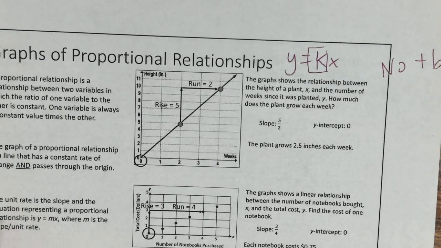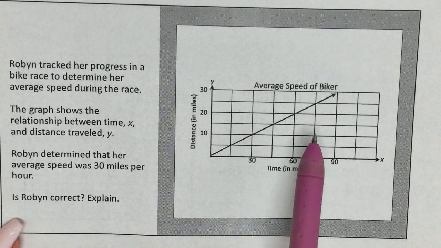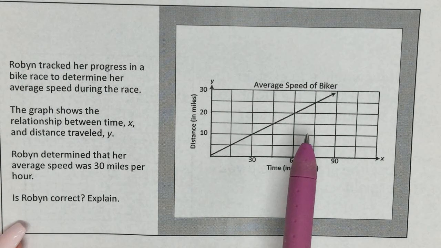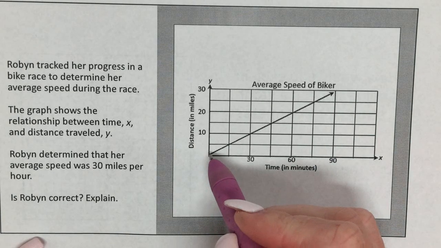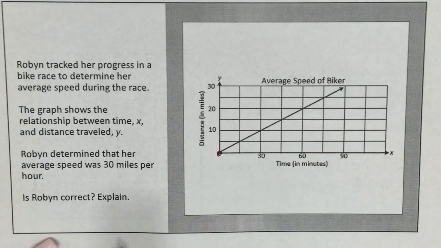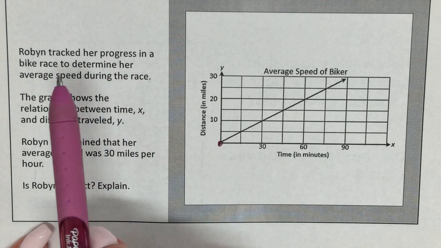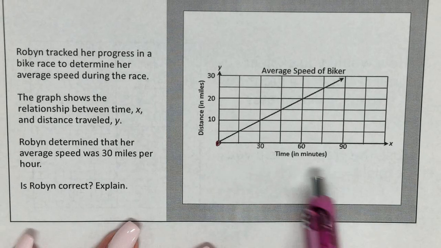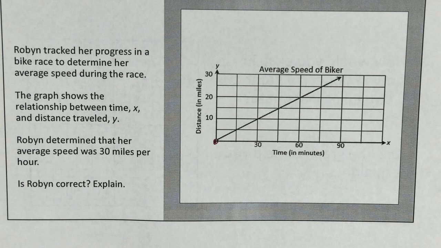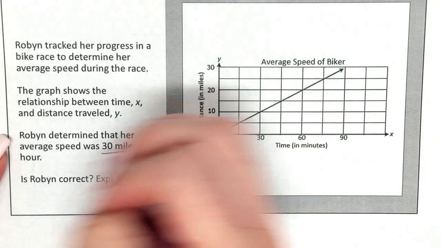All right, go down to this bottom one. Is this graph proportional? Yes, why? Because it's passing through 0, 0. All right, it says, Robin tracked her progress in a bike race to determine her average speed during the race. The graph shows the relationship between time, which is on the x-axis, and distance, which is on the y-axis. Robin determined that her average speed was 30 miles per hour.